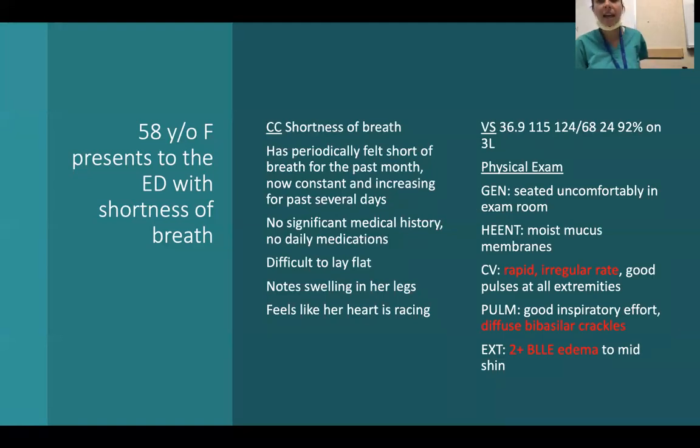Physical exam, again, she's uncomfortable appearing, moist mucous membranes, but has a rapid irregular rate. On exam with diffuse bibasilar crackles and 2+ lower extremity edema to the mid shins. Any other exam questions folks have? JVP? Yeah, so you look and you think it's certainly elevated, probably your guess would be somewhere about the angle of the mandible, maybe a little bit below, but you do think there's some hepatojugular reflux as well.